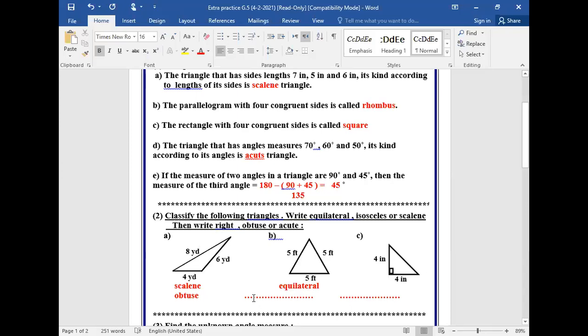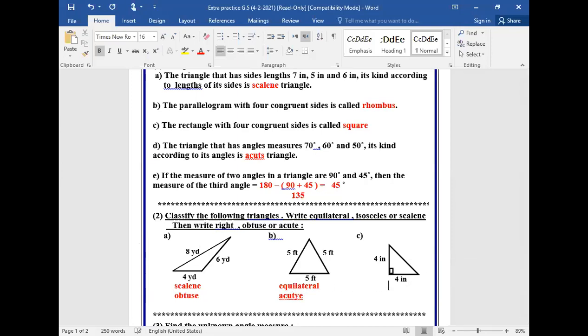Okay. And according to measure of its angles, Uday? Yes, Mister. What is the kind of this triangle according to measure of its angles? It will be acute triangle. All its angles are acute. Thank you.